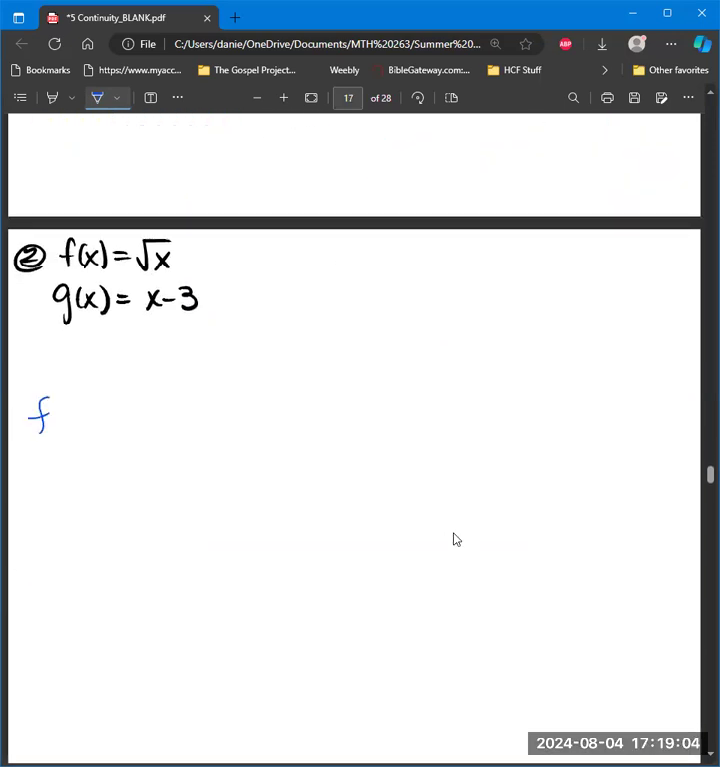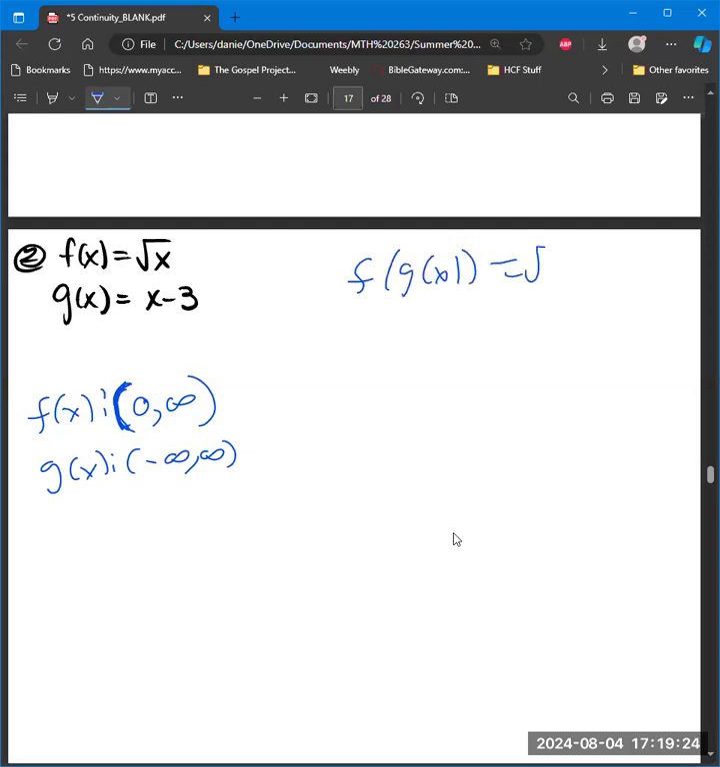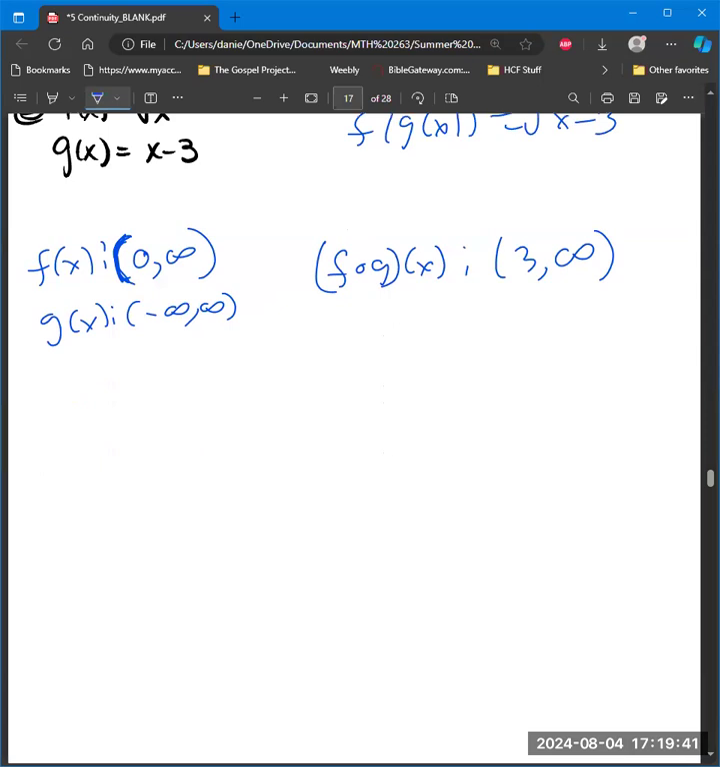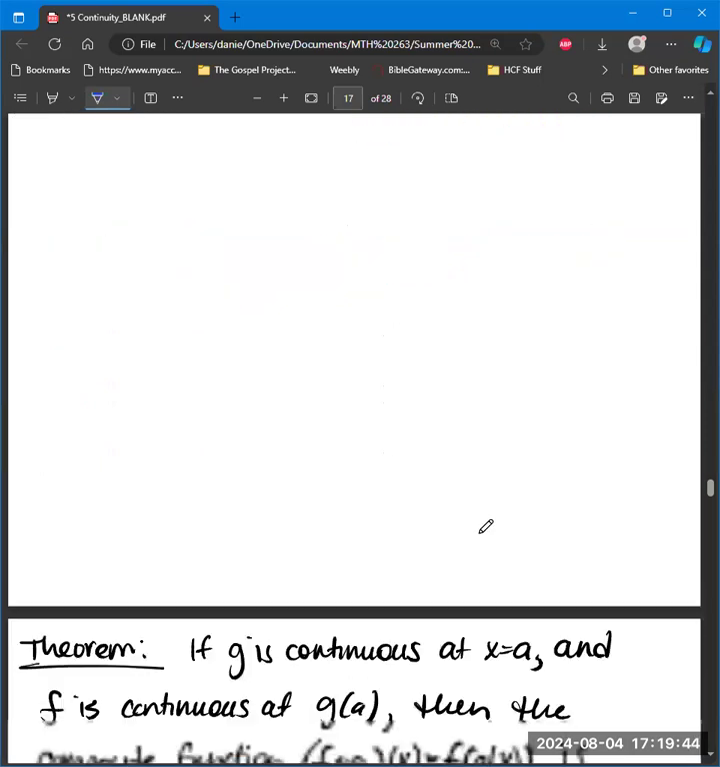Now f of x here is the square root of x. It's continuous on 0 to infinity. Actually, it's only continuous on the open interval 0 to infinity. g of x is continuous on -infinity to infinity. f of g of x is the square root of x minus 3. And so f of g of x is going to be continuous on 3 to infinity. I don't see how we get that from there with a general rule, but let's see what our theorem says.